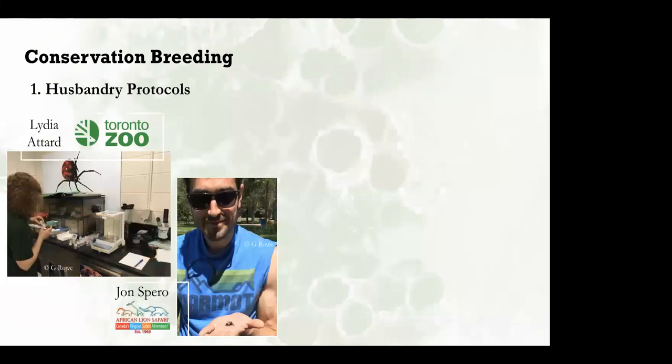Our breeding program in 2018 and 2019 was split between two partner facilities, one at the African Lion Safari, where John Spiro leads the husbandry of the bees there, and one at the Toronto Zoo, where the bees are well kept by Lydia Attard. And these facilities are in charge of caring for the bees using the husbandry protocols that we've developed over the years at WPC.